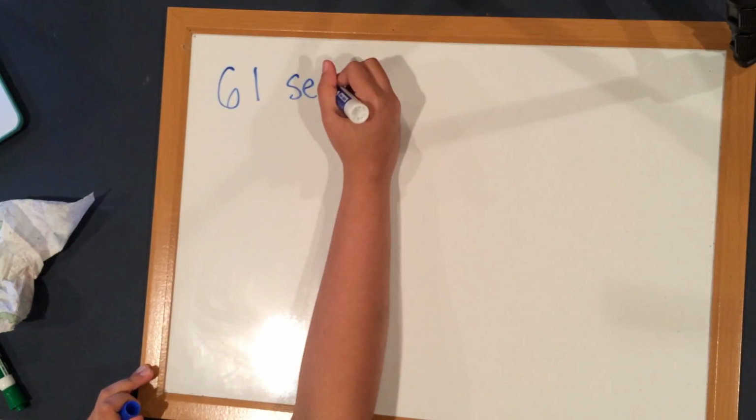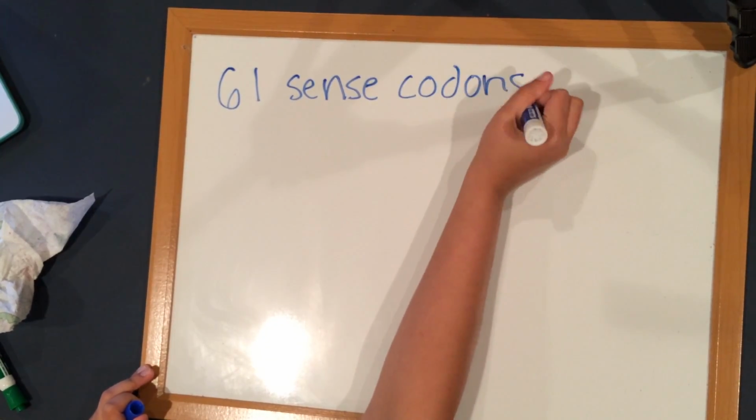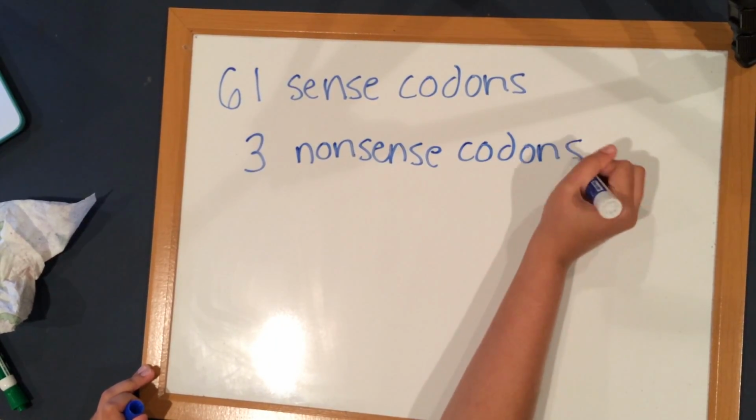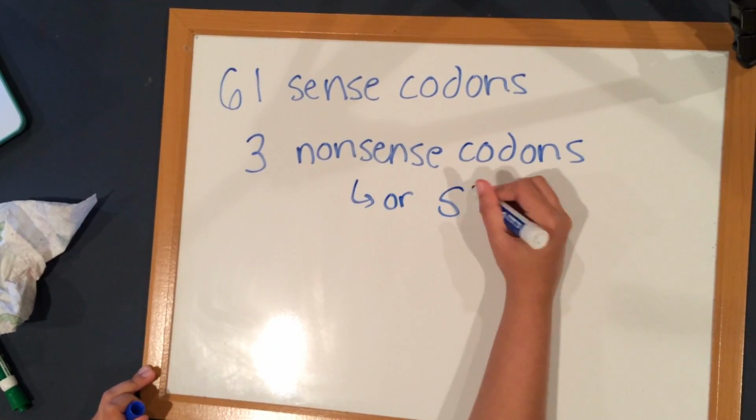61 of these codons are sense codons, which means they code for an amino acid. 3 are nonsense codons, which means they stop or terminate the synthesis of these proteins.